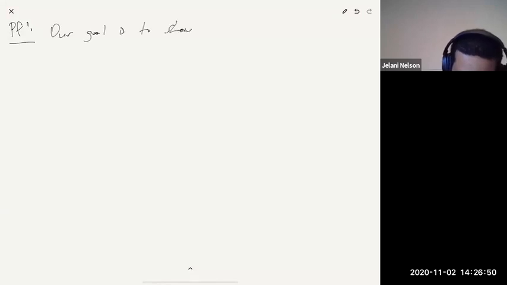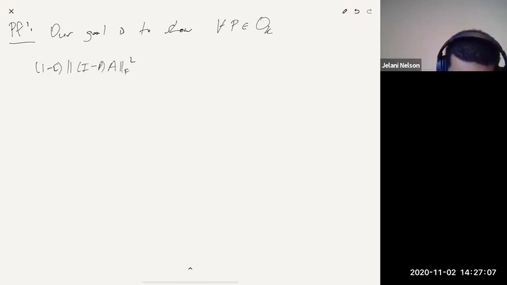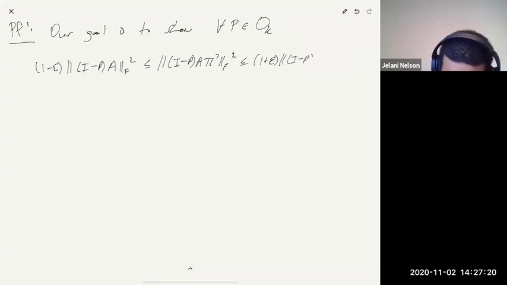is to show what? That for all P in OK, where OK again, remember, is the set of all rank K orthogonal projections, we have 1 minus epsilon times the Frobenius norm squared of identity minus P times A is at most the same quantity when you have the pi, the sketched version, etc. Now, from now on I'm just going to write identity minus P as Y, because otherwise I'll go crazy writing lots of letters.